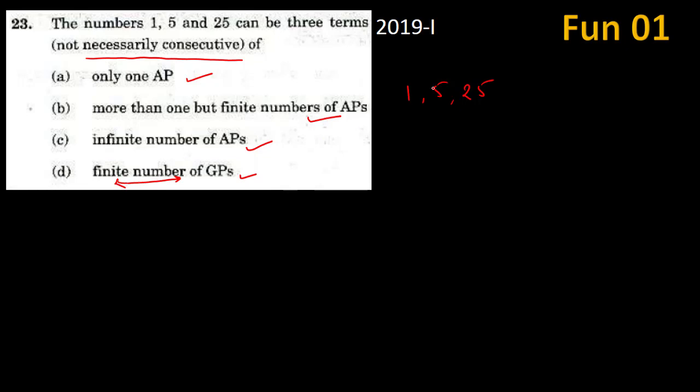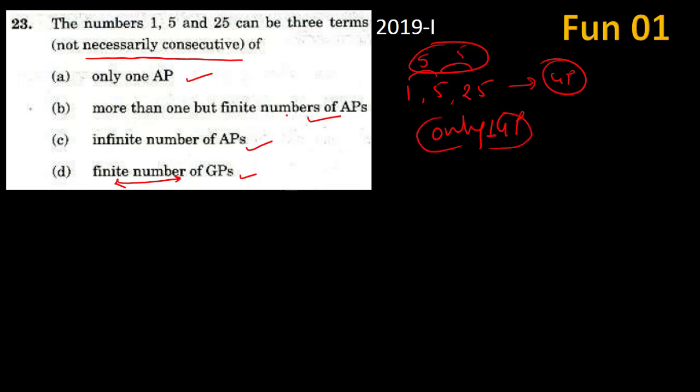Okay, so let's check. The ratio is 5 by 1, which is 5. Again it is 5. Okay, so this is coming in a GP, but are there finite GPs? No. This is only 1 GP, we can say only 1 GP. Okay, is it in an AP? Yes, this can be terms of an AP.